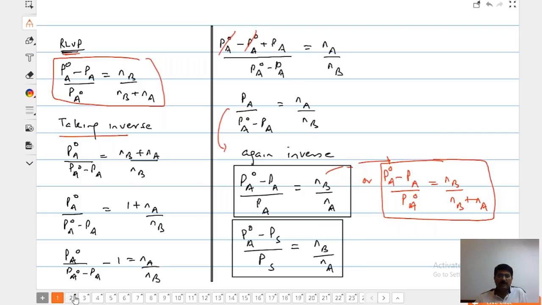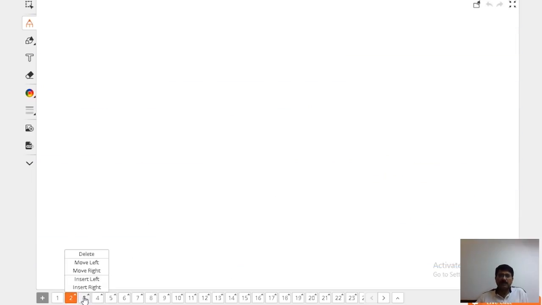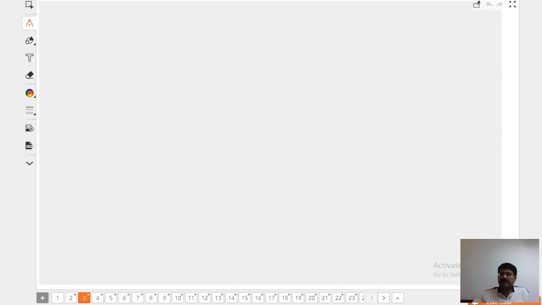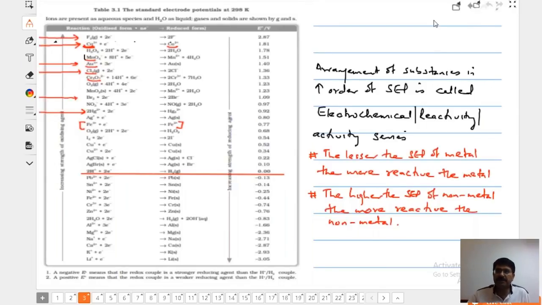Correct. Let's move ahead. We start from this thing. If you remember, we introduced the electrochemical series and we were doing some problems based upon this. Arrangement of substances in order of increasing SRP is known as electrochemical series. The lesser the SRP of a metal, the more reactive the metal. The higher the SRP of a non-metal, the more reactive the non-metal.